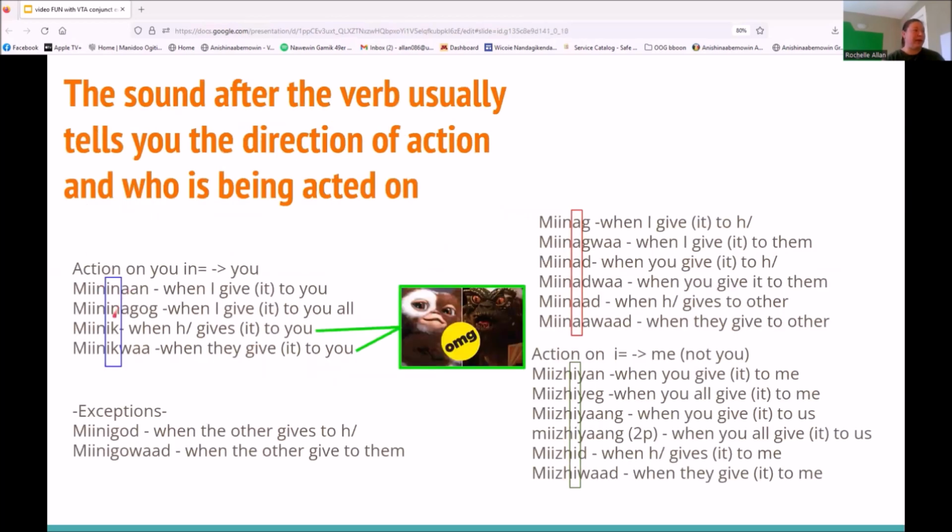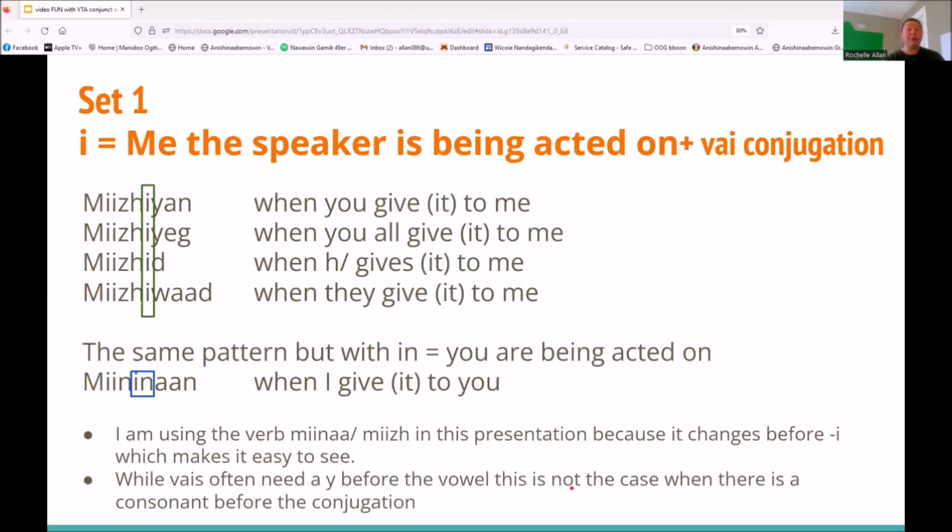So you can see here we have in, and i. And so even if you don't have all the conjugations down, you might be able to look at or hear the sound right after the verb to get a sense of what's happening. So the first set I wanted to talk about is this pattern that I see, where it's the sound that tells us about who the action is happening to. So here it's action happening to me, and here it's action happening to you, the person I'm talking to.